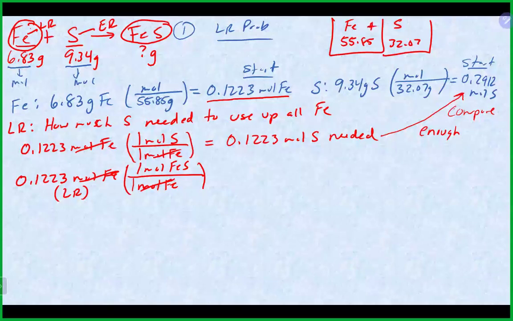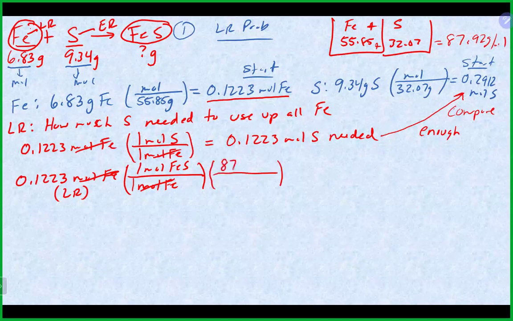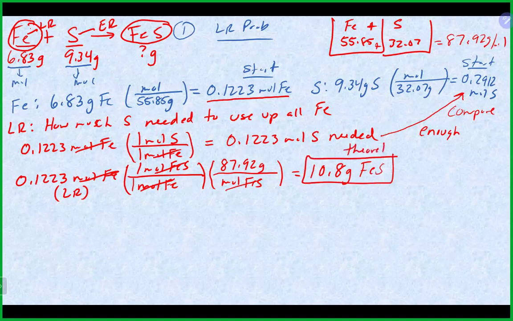That's basically just adding these two together, I think. So we add 55.85 plus 32.07, which gives me 87.92 grams per mole. So we'll use that. Again, opposites cancel, so the grams go up on top and the moles go on the bottom so that they cancel. That gives me 0.1223 times 87.92, divided by nothing. So about 10.8 grams of my FeS would be produced. This again would be our theoretical yield.